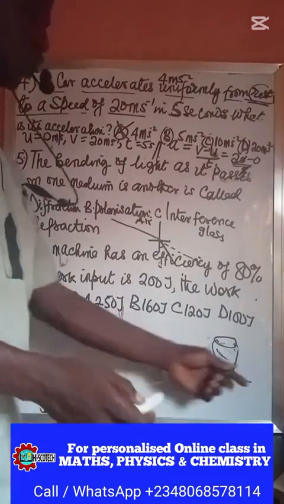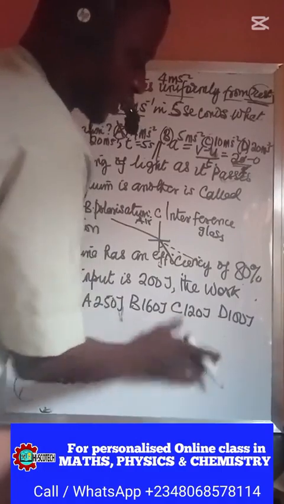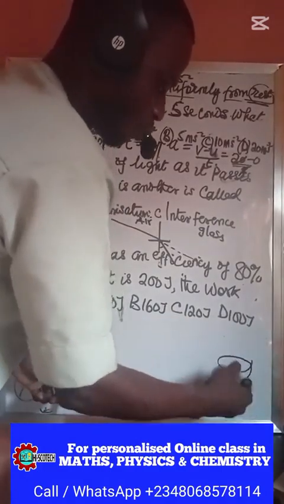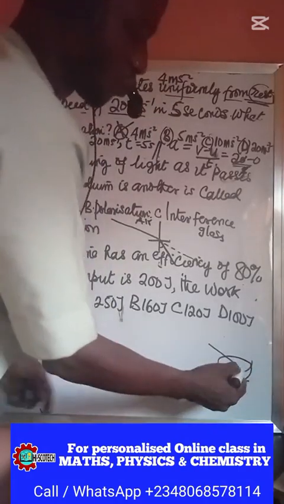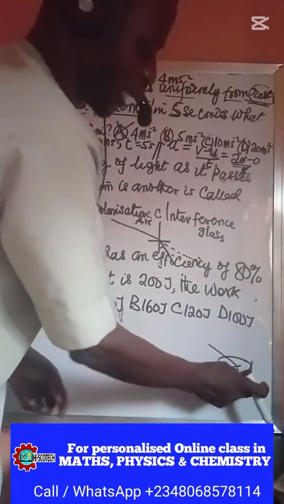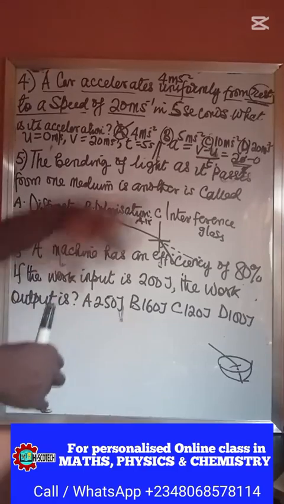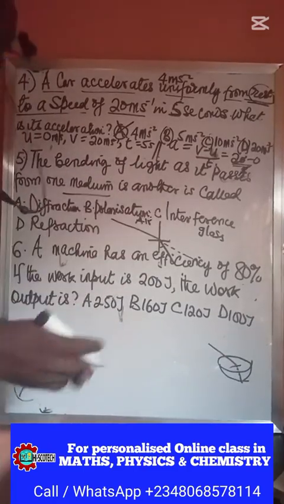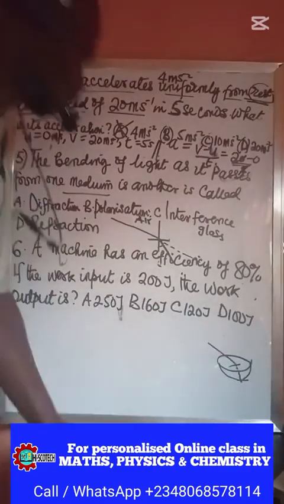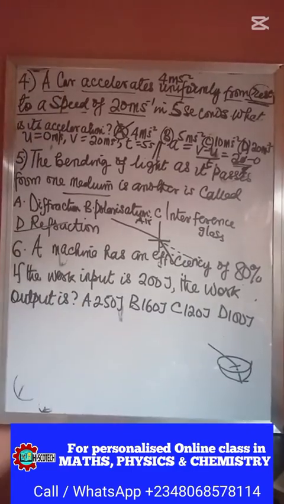Another observation is when we have a piece of stick dipped inside a bowl of water, the stick will appear to be broken at the interface between the air and water. So the phenomenon in which light bends as it passes from one medium to another when there is a difference in density is called refraction. That is option D.